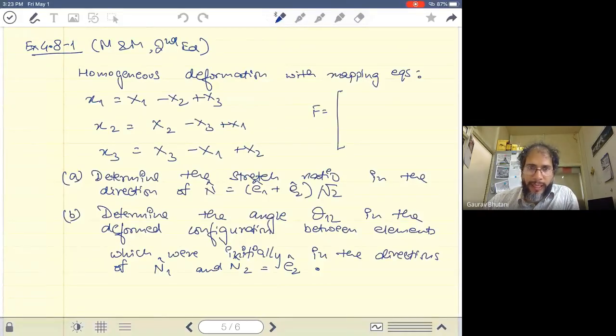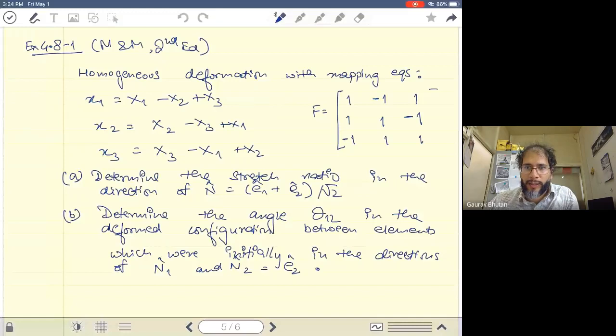So del small x1 by del capital X1, as you can see, that's 1. Then del small x1 by del capital X2, that's -1. And del small x1 by del capital X3, that's a 1 again. Similarly, del small x2 by del capital X1, that's a 1. Del small x2 by del capital X2, that's a diagonal term, that's a 1 again. And the third one is a -1. Similarly, del small x3 by del capital X1 is a -1, and the rest two are 1s.